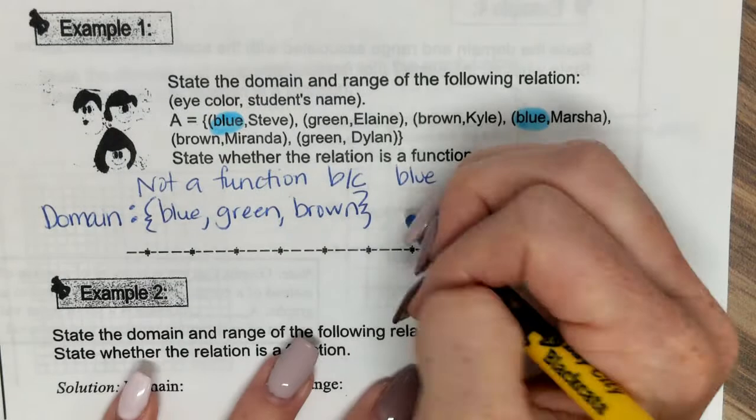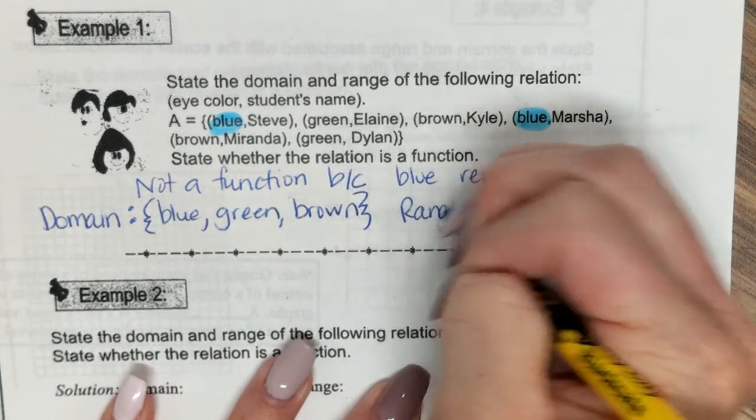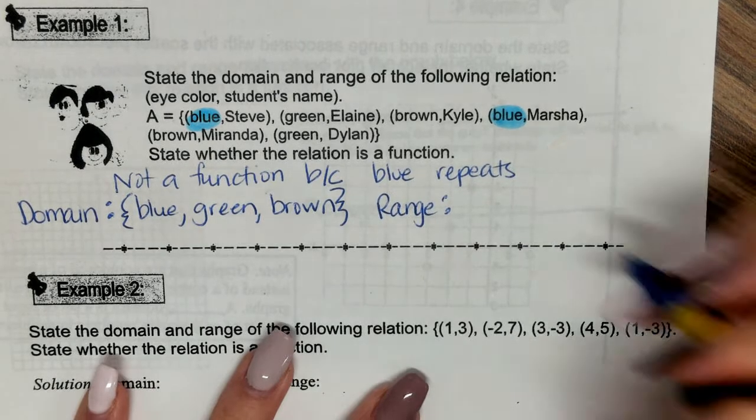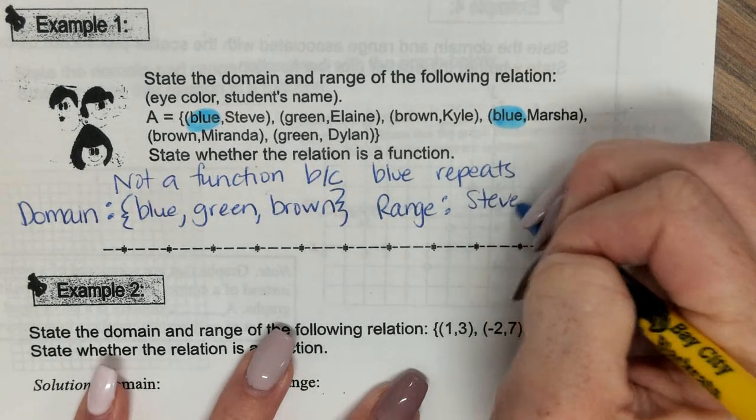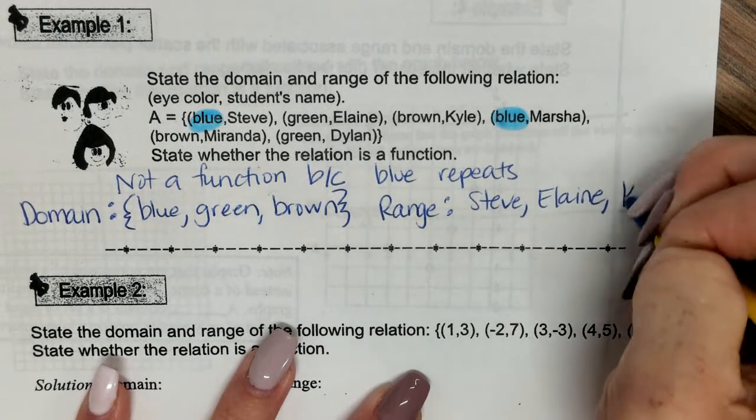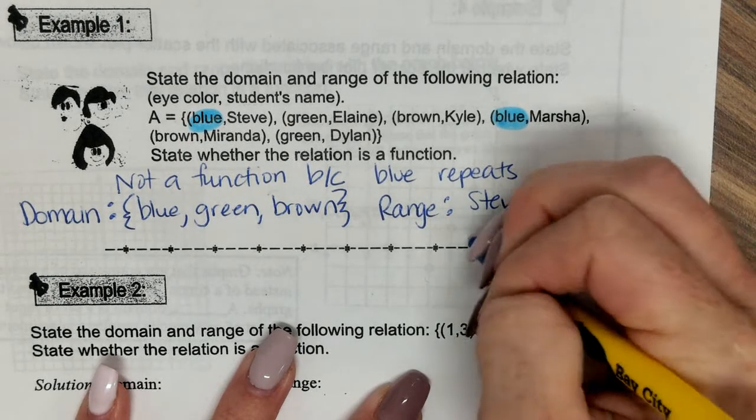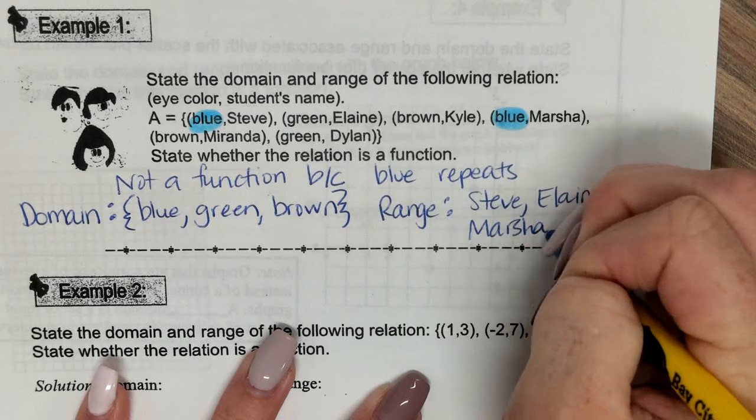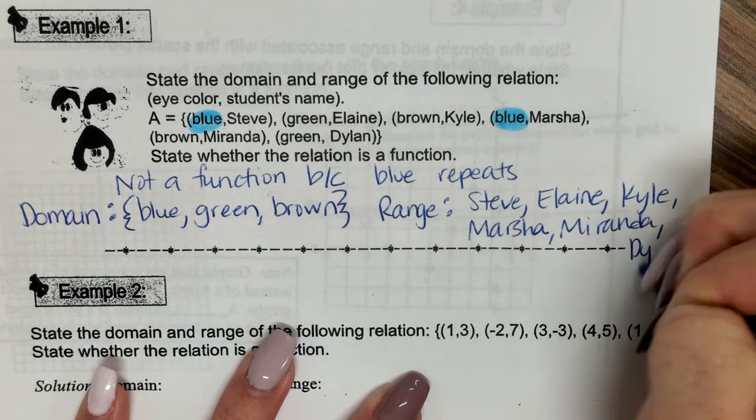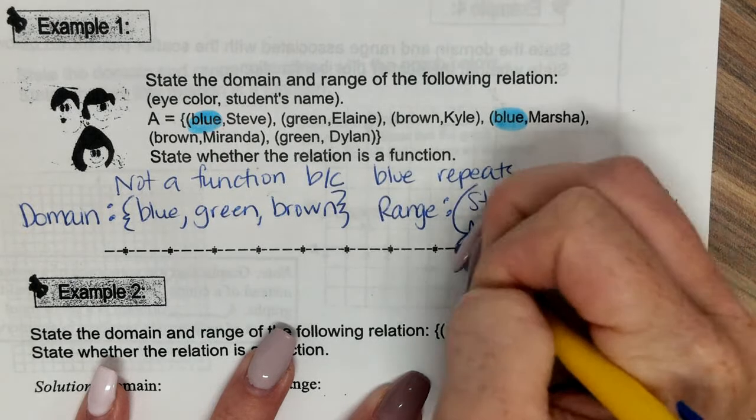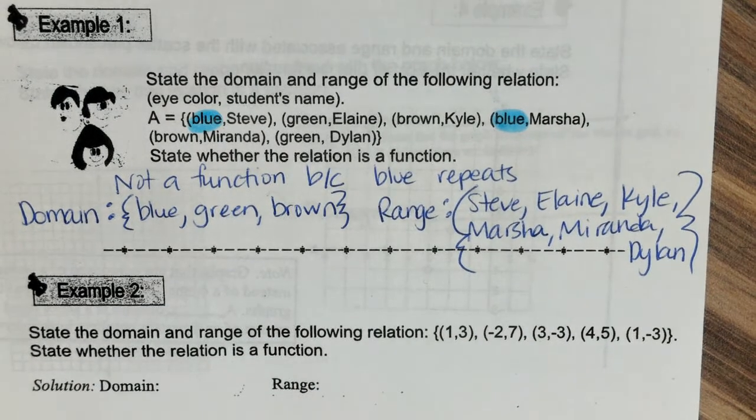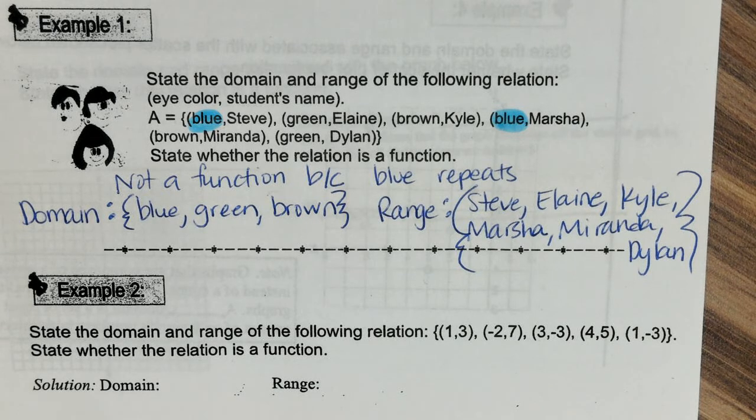All right, let's list the range. What are my range? Steve, Elaine, Kyle, Marsha, Miranda, and Dylan. Why did I list all of them? Yeah, they didn't repeat, so I have to list all possible outputs.